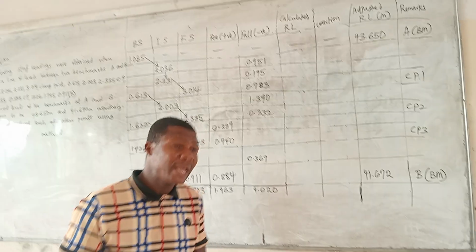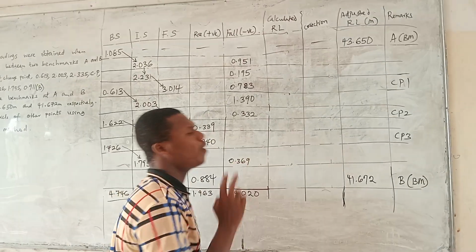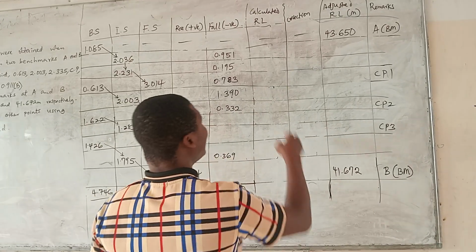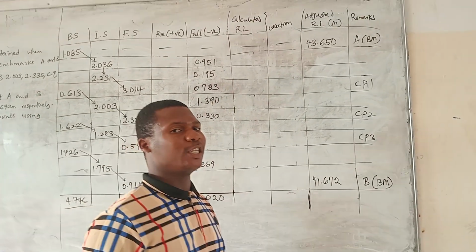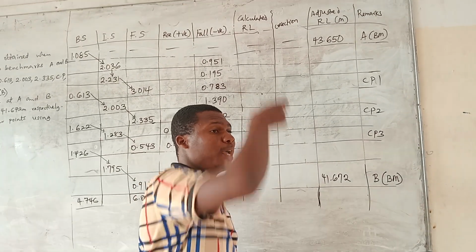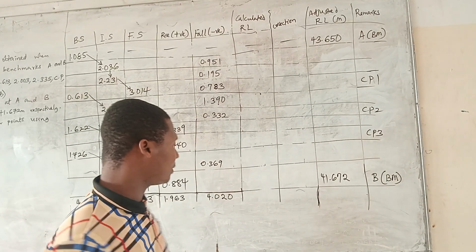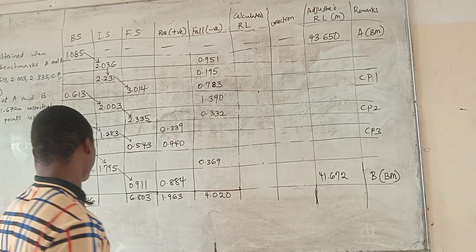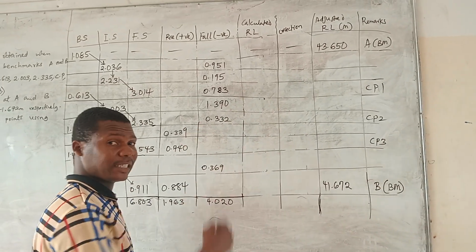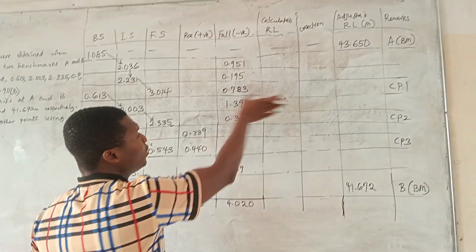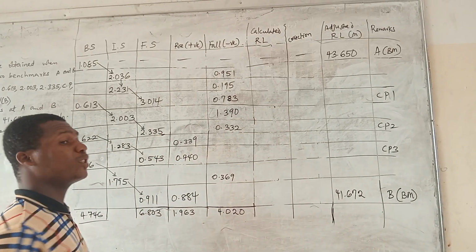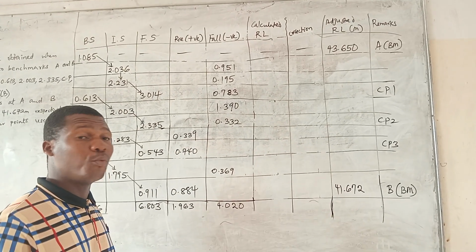Now, there's a big difference between the rise and fall method and the height of instrument method. In the height of instrument method, you need to get the height of instrument for each setup. The height of instrument you have for the first setup is what you are going to use to get the calculated reduced level for the first setup, while to get the one for the second setup, you need to look for another height of instrument. But when you are dealing with the rise and fall method, it's not like that. It's just like cumulative frequency.